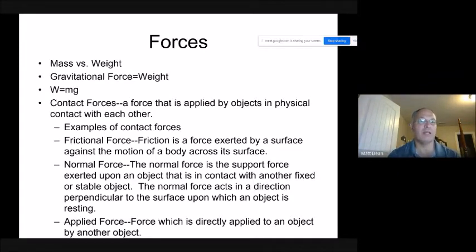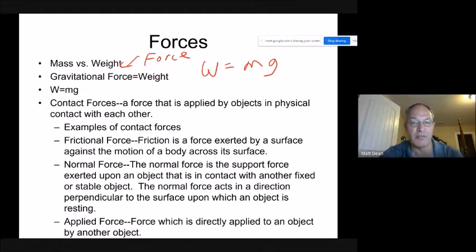Weight, on the other hand, is a measure of force. Weight is a force. It's a measure of the gravitational force on an object's mass. More mass means more weight. It turns out that weight is equal to an object's mass times the acceleration due to gravity. Weight equals mg. Weight is a measure of gravitational force.